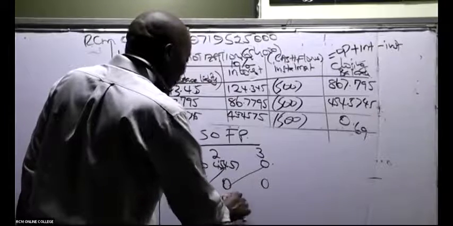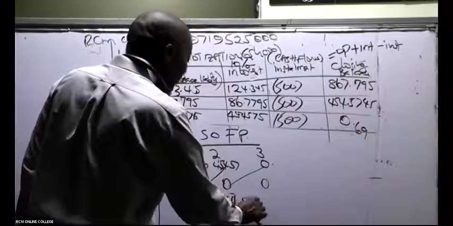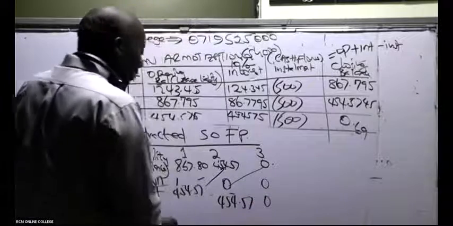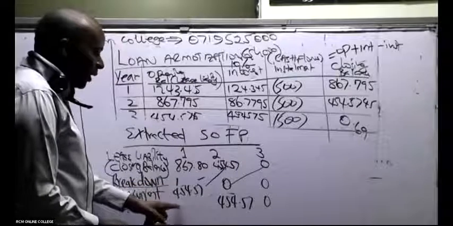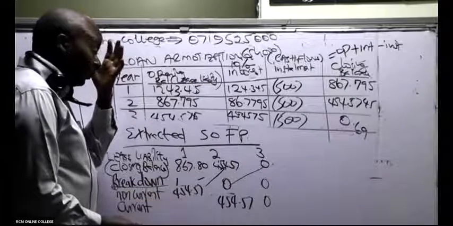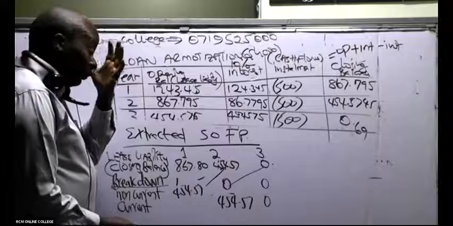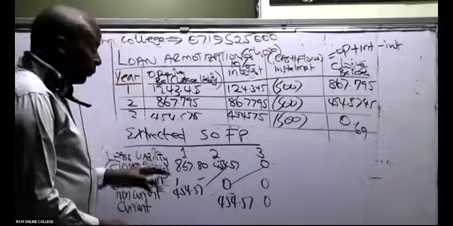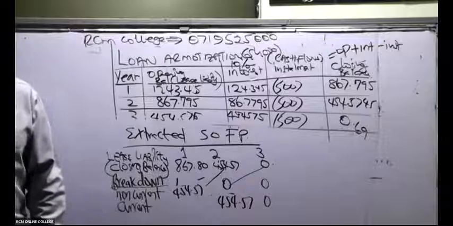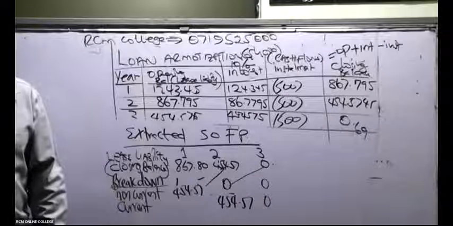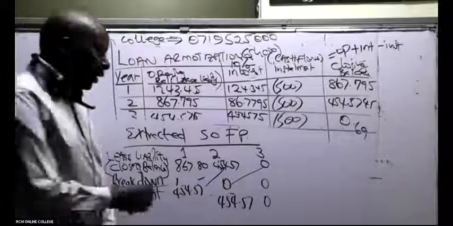I know it is 454.57. Don't put lines here, and don't also put brackets. You simply do it silently. So this minus this, who can give me this current lease liability? Current lease liability, according to Selmith, it is 413.23.